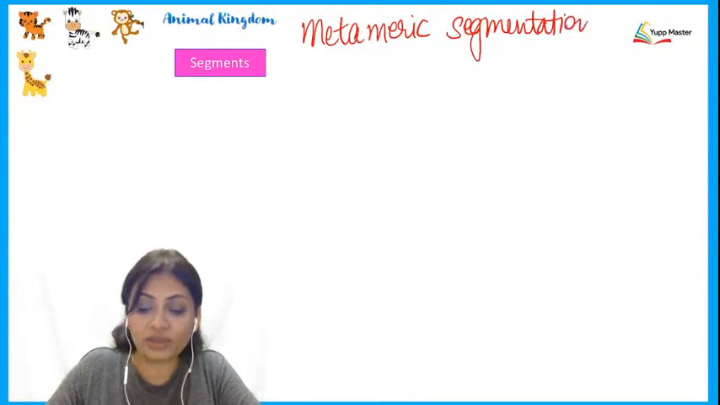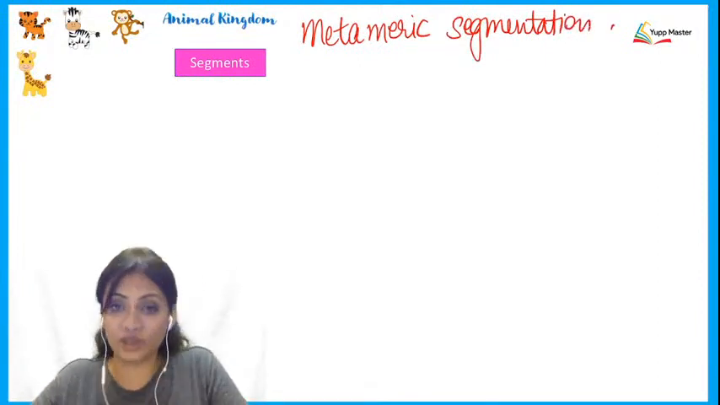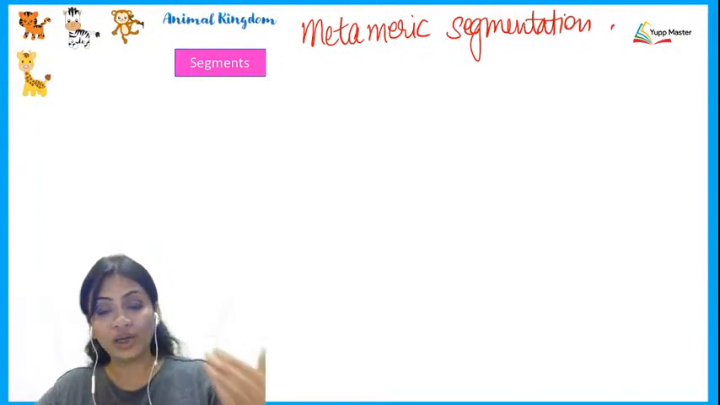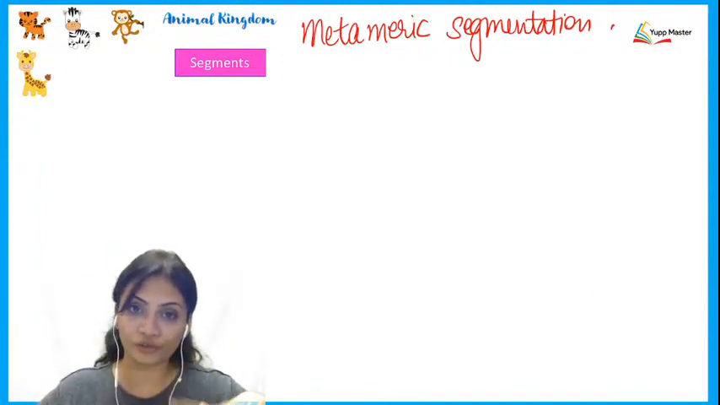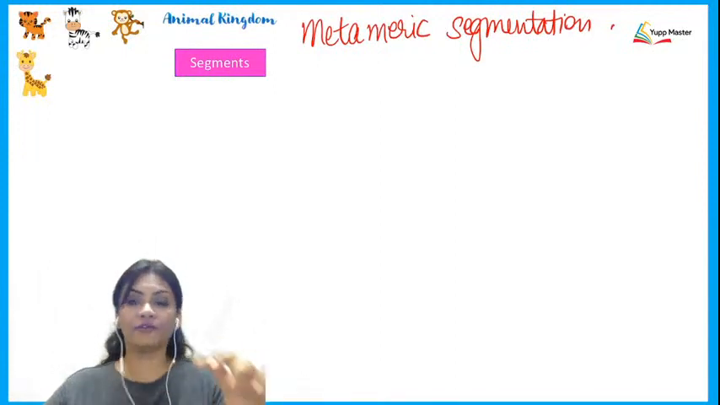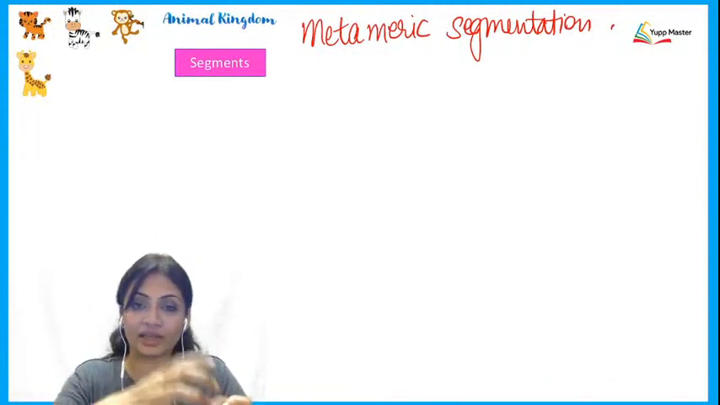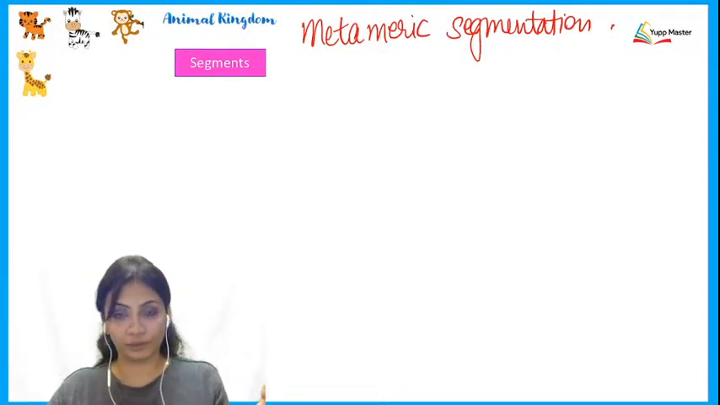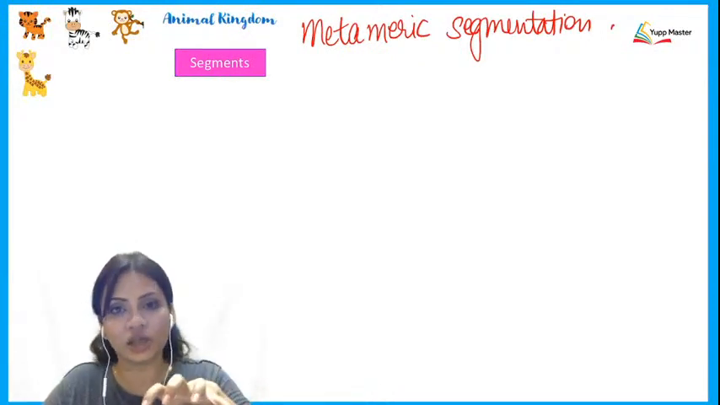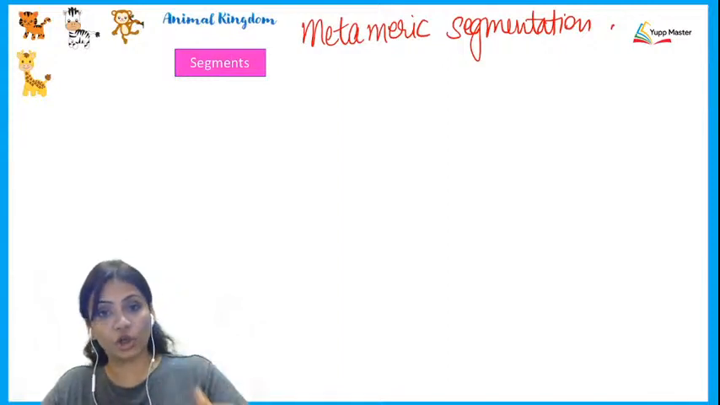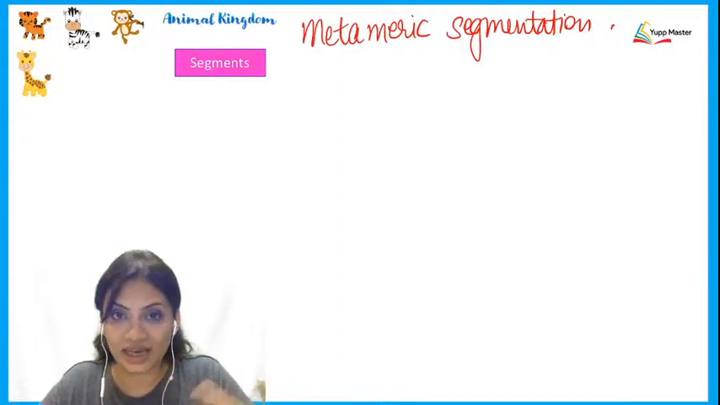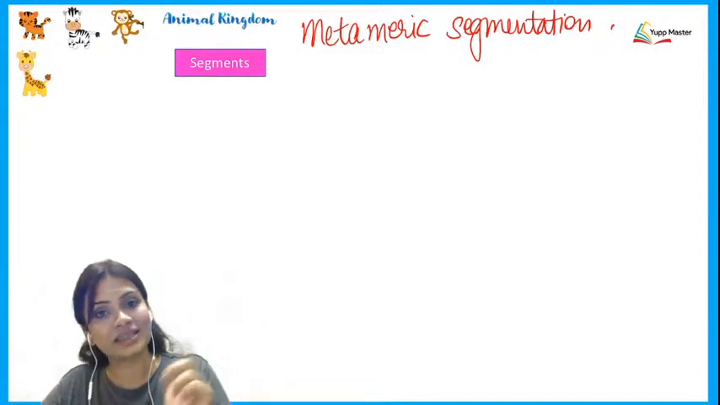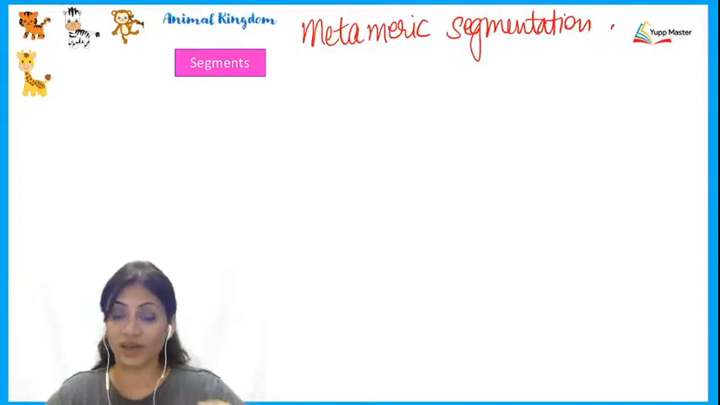Okay. Now, what was metameric segmentation? I always told you that when we're talking about segmentation, we have to consider not only the segments that you are able to view from the external surface, but if you happen to remove the exoskeleton of that worm, the outermost layer, and you see the internal part of the worm, and you see that there are segments inside as well, and those inner segments are coinciding with the external segments, what did I just say?